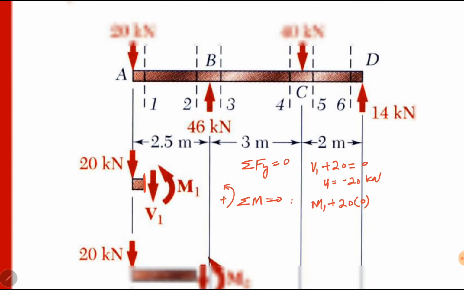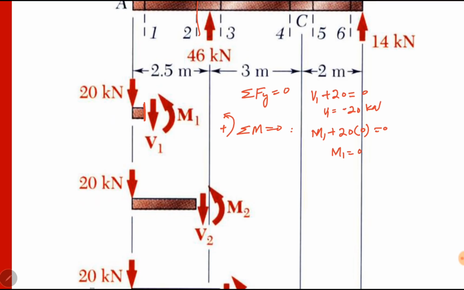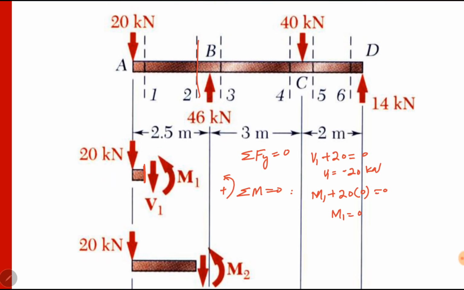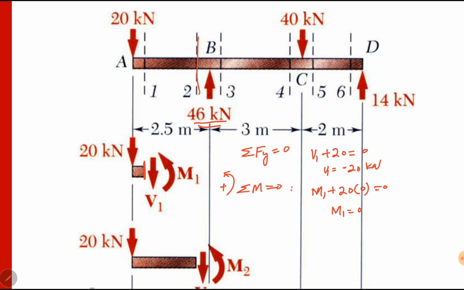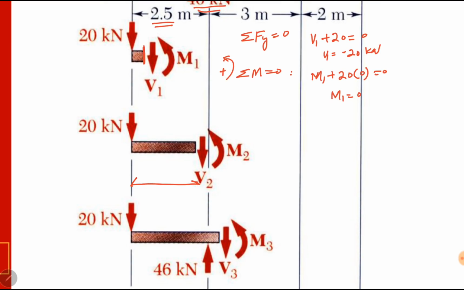Similarly, after sectioning the beam at surface 2, here, if we draw the free body diagram, everything on the left side of the section 2 has been drawn. This force 46 kilonewtons is on the right side, so it is not included here, although section 2 is almost at point B. Okay, it has the distance 2.5 from end A because it is almost at point B. So this length is 2.5 meters. Summation of forces in vertical direction is equal to 0. Again, V2 plus 20 is equal to 0. So V2 becomes minus 20 kilonewtons.